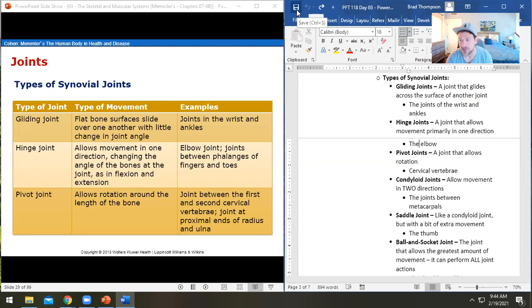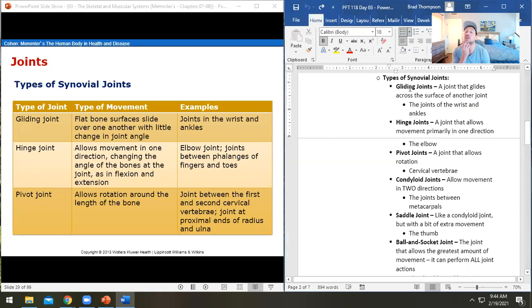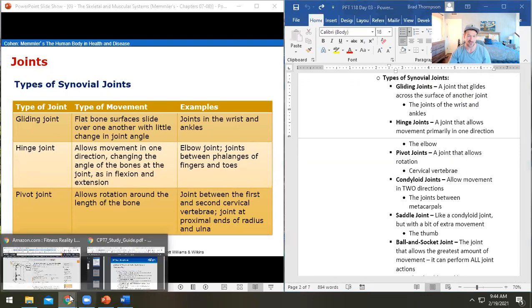Let's move on to our types of joints here. So, types of joints that we've got. Okay, so we have got primarily what are going to be called gliding joints. And again, you guys don't have to have these memorized, but I want to go through them so that they kind of feel familiar when we get to them in kinesiology. Gliding joints is going to be where two bones are going to glide along the surface of another one. So your joints in your wrist and your ankle are a really good example of this.